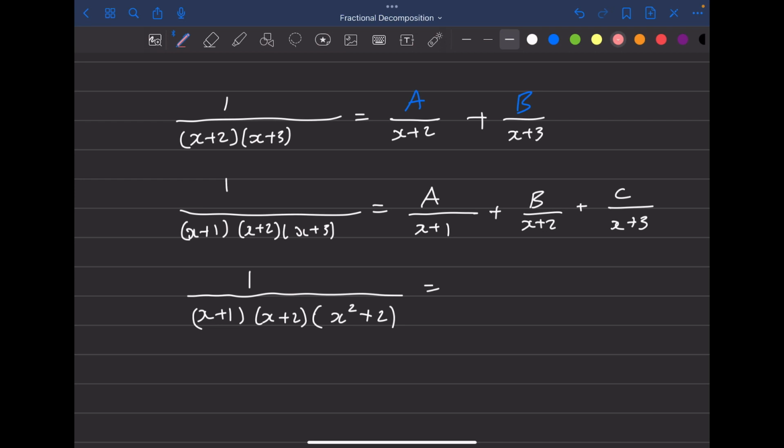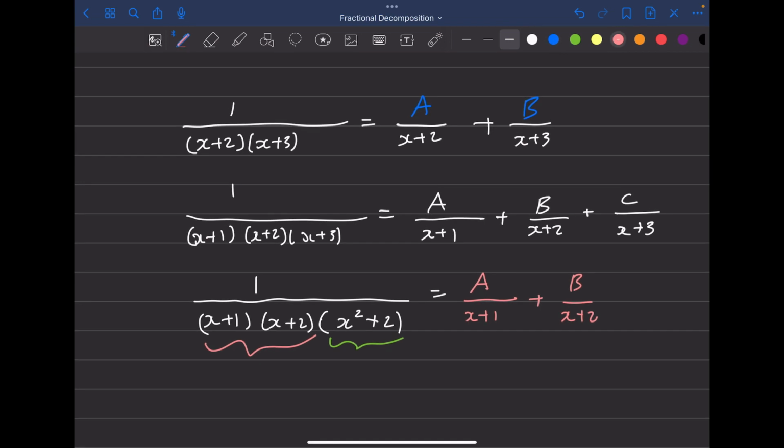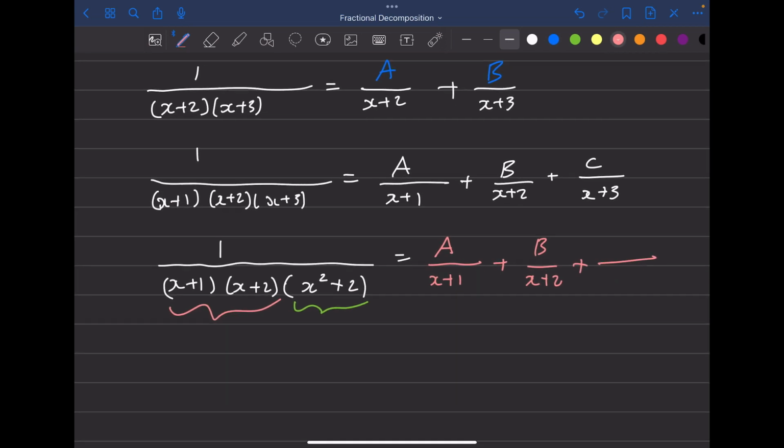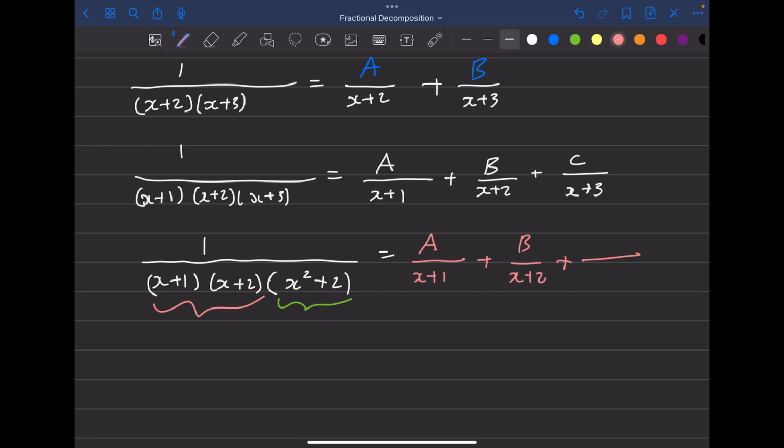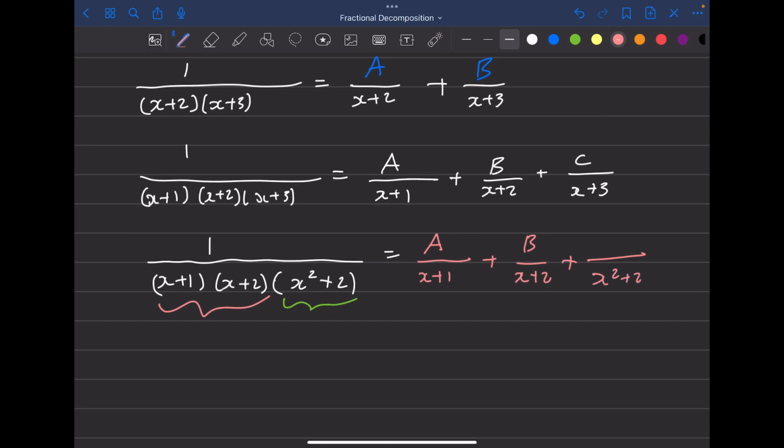First, let's do the exact same thing for these two. We know it's going to be a over x plus 1 plus b over x plus 2. Now for the last one, since it's a quadratic, x has a power of 2, what we have to do is that the numerator is going to have a power less than 2. So what I mean is this, the denominator is going to be the same, so x squared plus 2. This always is done like this. There's no exceptions. You always have to just split these off and put them each into a different fraction.